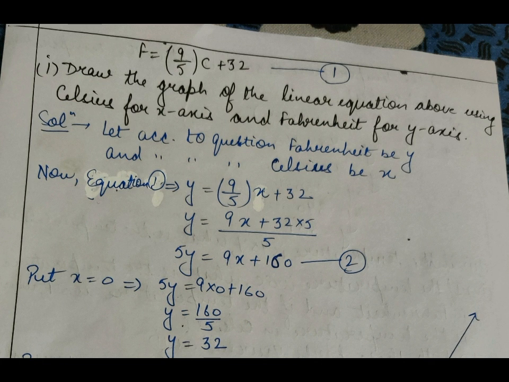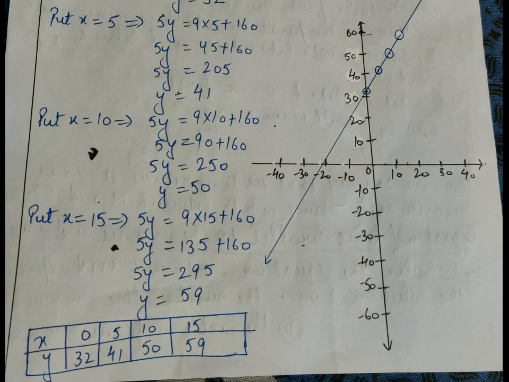Now again, we will draw the graph of this equation by forming a table. Like this, you can form the table by putting the values of x and then finding the value of y from equation number 2. If we do like this, then a table is formed. After forming the table, you can draw the graph as I have drawn here.